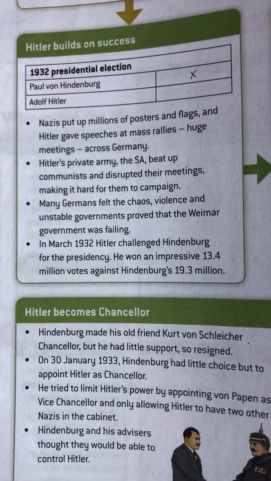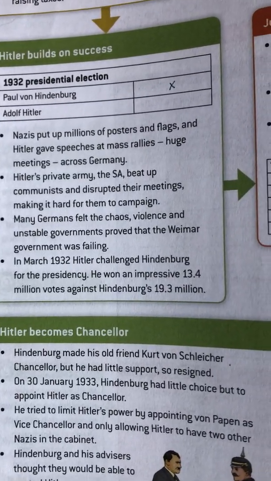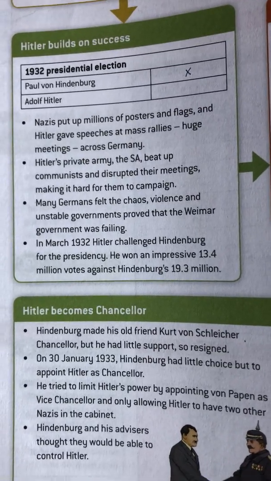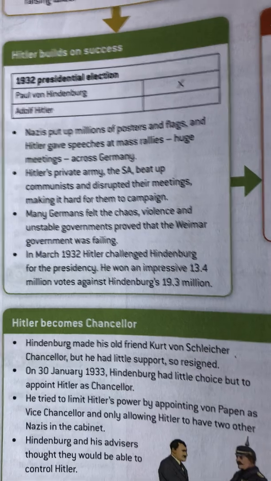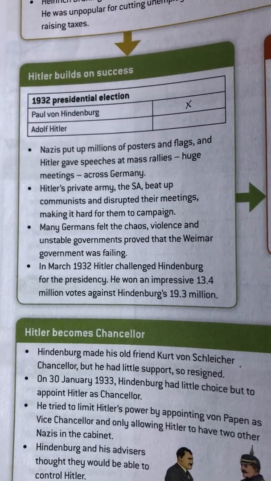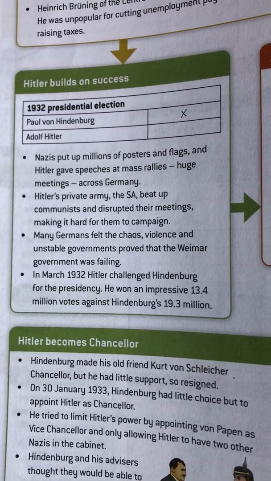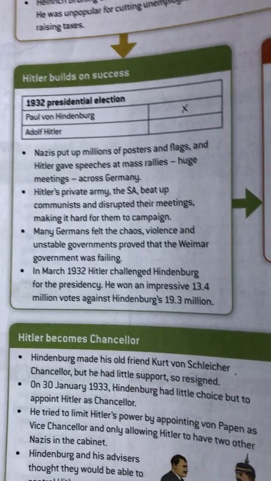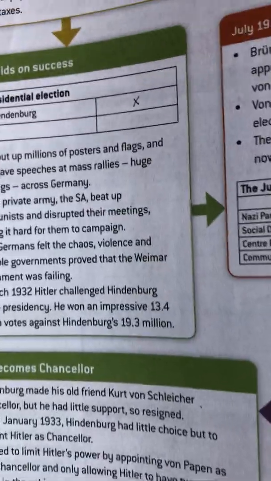And in March 1932, Hitler did challenge Hindenburg for the presidency. He got 13.4 million votes, which put him second. He didn't win, because Hindenburg got 19.3 million votes, but it showed that Hitler was popular in Germany to have picked up that 13.4 million votes.